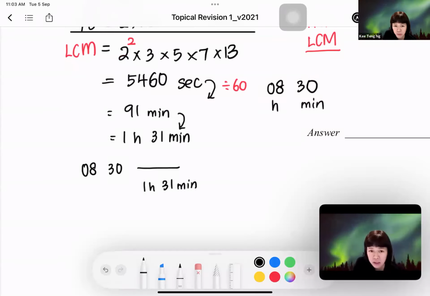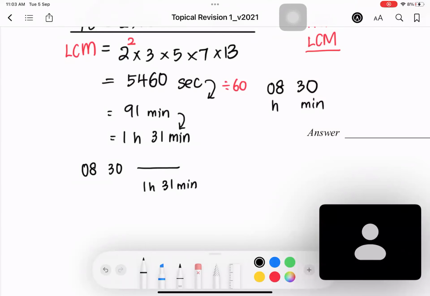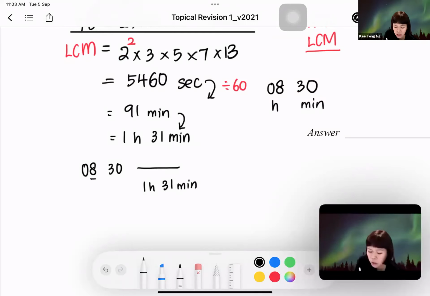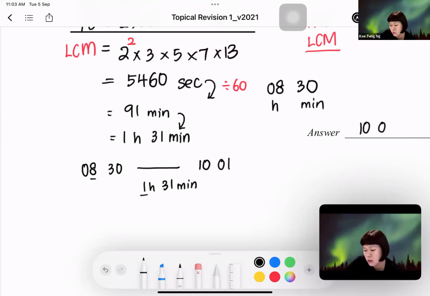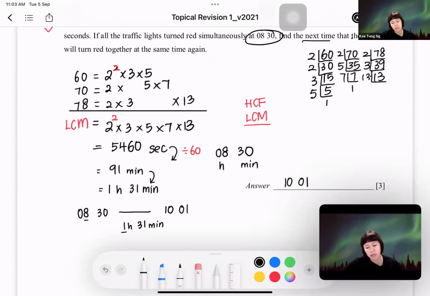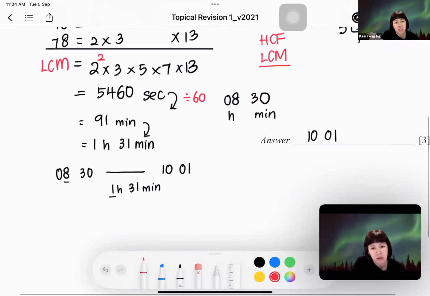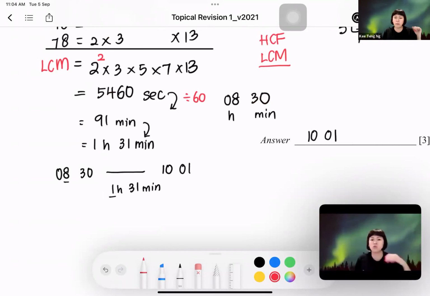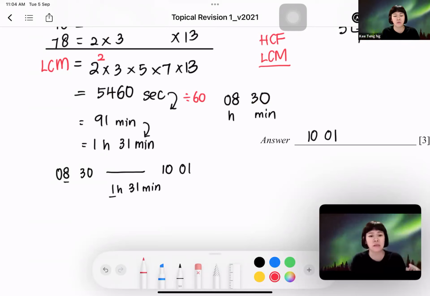30 minutes plus 31 minutes will be one full hour. Yes. So 8 o'clock, 9 o'clock plus one more full hour, that would be 10 o'clock 01 minute. So that would be 24-hour notation 10:01. Okay, that's the answer. So the timing that they will next turn together at the same time again, we need to get the LCM. In this case, 91 minutes, change the answer, LCM, divide by 62 minutes, then find it in terms of hours and minutes, we add it to 8:30.